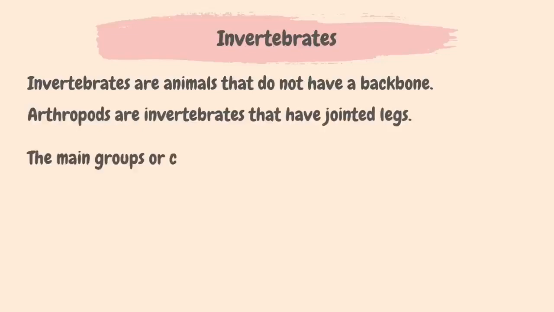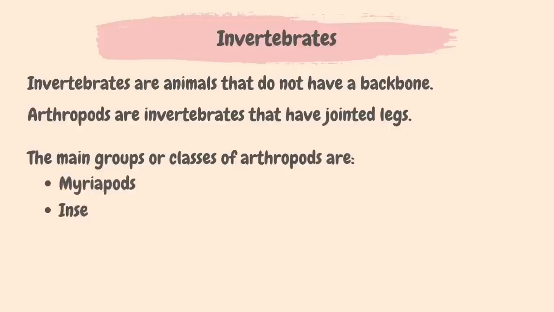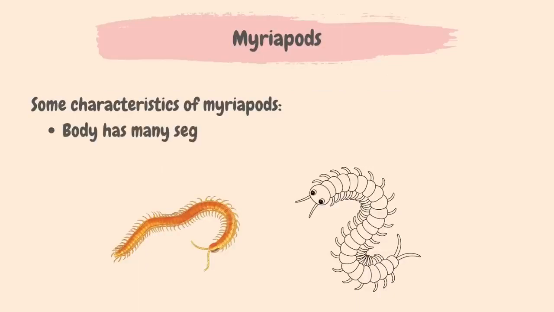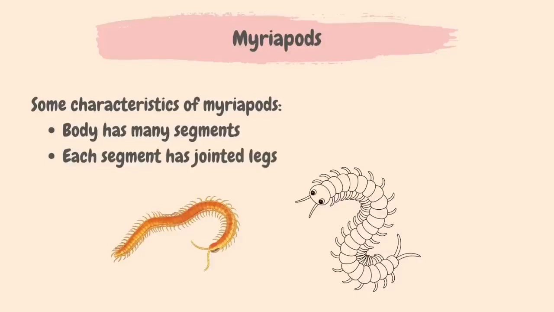There are 4 groups of arthropods, and they are myriapods, insects, arachnids, and crustaceans. These are the characteristics of the first group of arthropods, which is myriapods. Their bodies have many segments or sections, and each segment has at least 1 pair of jointed legs. Examples of myriapods are centipedes and millipedes.